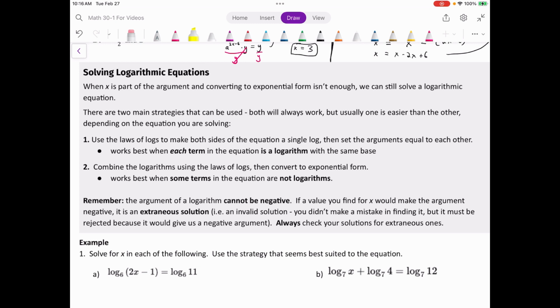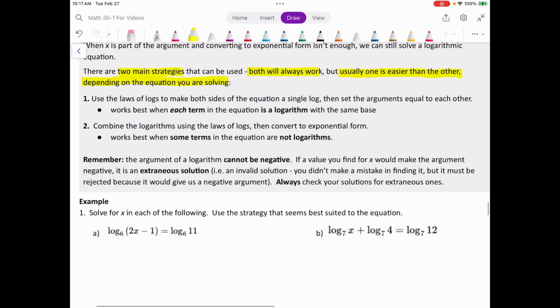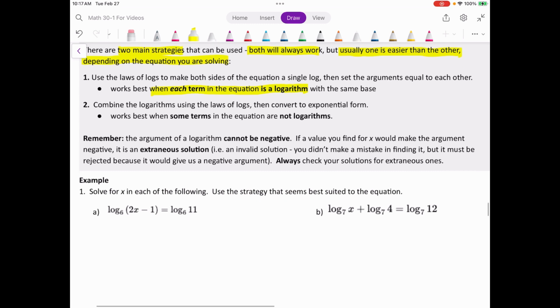There's basically two main strategies. They essentially boil down to the same ideas, and both will always work, but often one will be easier than the other depending on the equation you're solving. And so when each term in the equation is a logarithm, in other words, everything is a log, like for example, a and b, you can kind of see here, everything is a log.